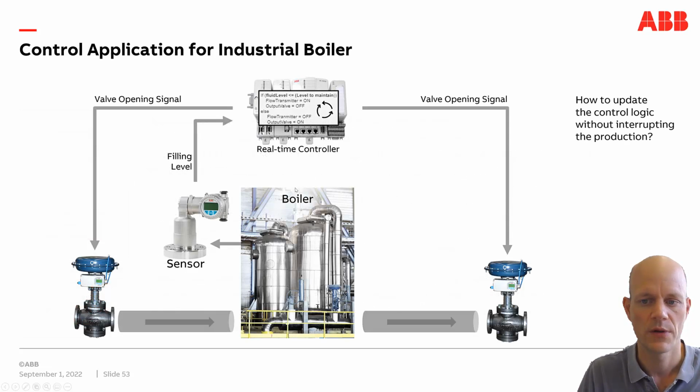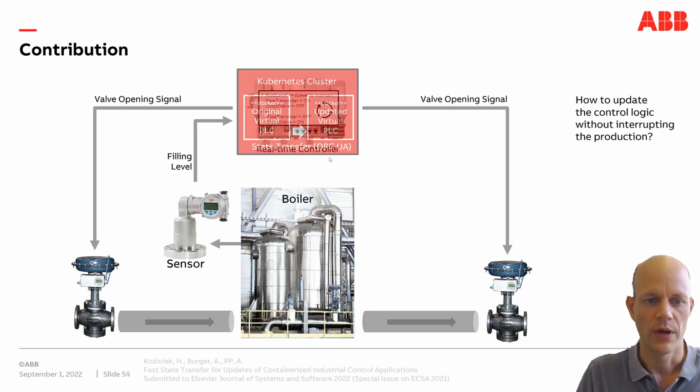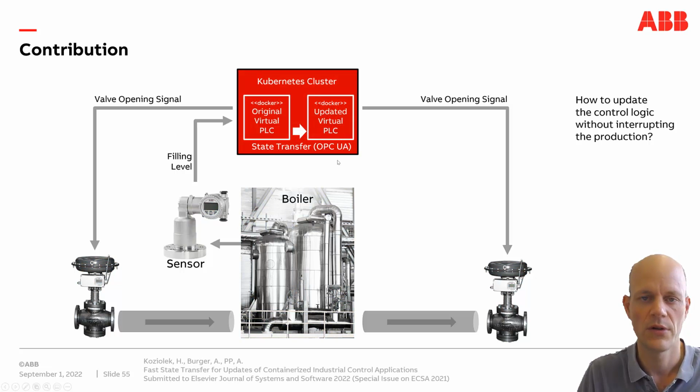So our idea was then to take the situation and do the following. We exchange this real-time controller with a Kubernetes cluster, and in this Kubernetes cluster we run the original PLC application in a Docker container, and then we have an updated version of the control application which runs in parallel. If you start this updated version up, it's initialized with default values. So what we have to do is transfer this internal state from the original PLC to the updated PLC. And this state transfer we do with OPC UA again, because those control execution engines have already an OPC UA server integrated.